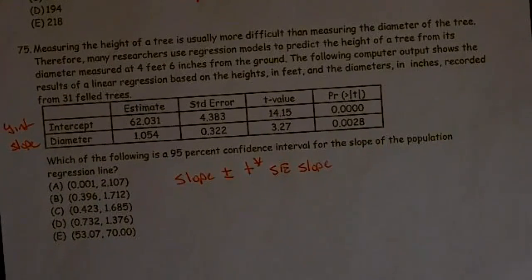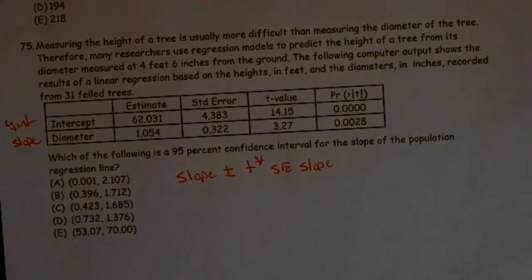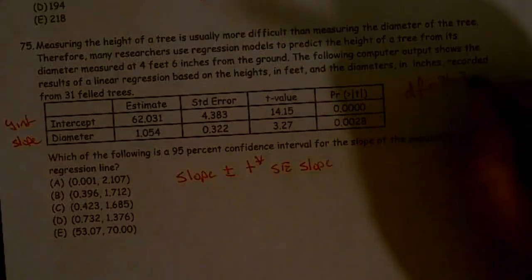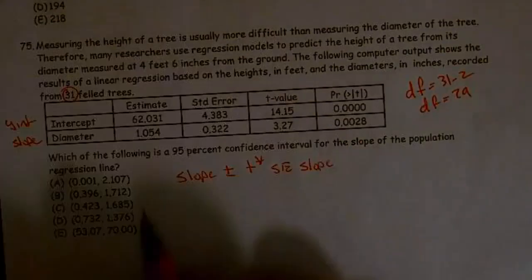And the last question for the review, number 75. Measuring the height of a tree is usually more difficult than measuring the diameter of the tree. Therefore, many researchers use regression models to predict the height of a tree from its diameter, measured at 4 feet 6 inches from the ground. The following computer output shows the results of a linear regression based on the heights in feet and the diameters in inches recorded from 31 felled trees. So my degrees of freedom in this case would be 31 minus 2, which is 29 because our sample size was 31.